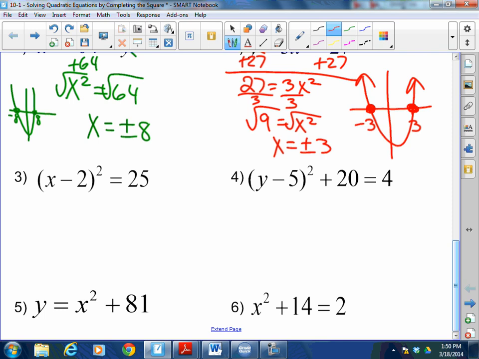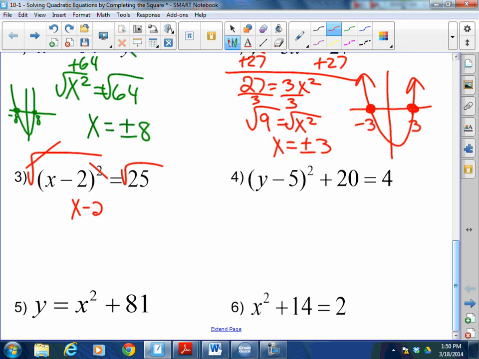Uh-oh. Oh, my God. How do I do this? This is x minus 2 to the second power. What do I do, guys? Square roots of both sides. Thank you, because we learned this just a couple days ago, didn't we? We know how to get rid of a power of 2. Square root cancels out a power of 2.